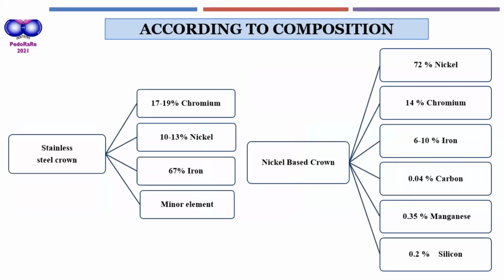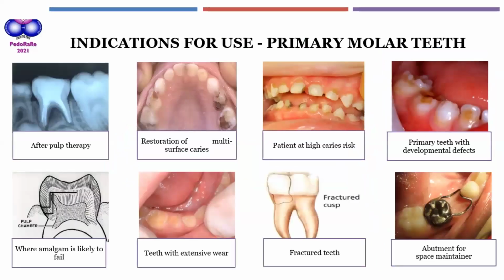Now, according to composition, stainless steel crown is 17 to 19% chromium, which is most of the time asked from the viva perspective, 10 to 13% nickel, 67% iron, and the remainder minor elements. Nickel-based crowns have 72% nickel, 14% chromium, 6 to 10% iron, 0.04% carbon, 0.35% manganese, and 0.2% silicon. Most of the time these are asked from the viva perspective.